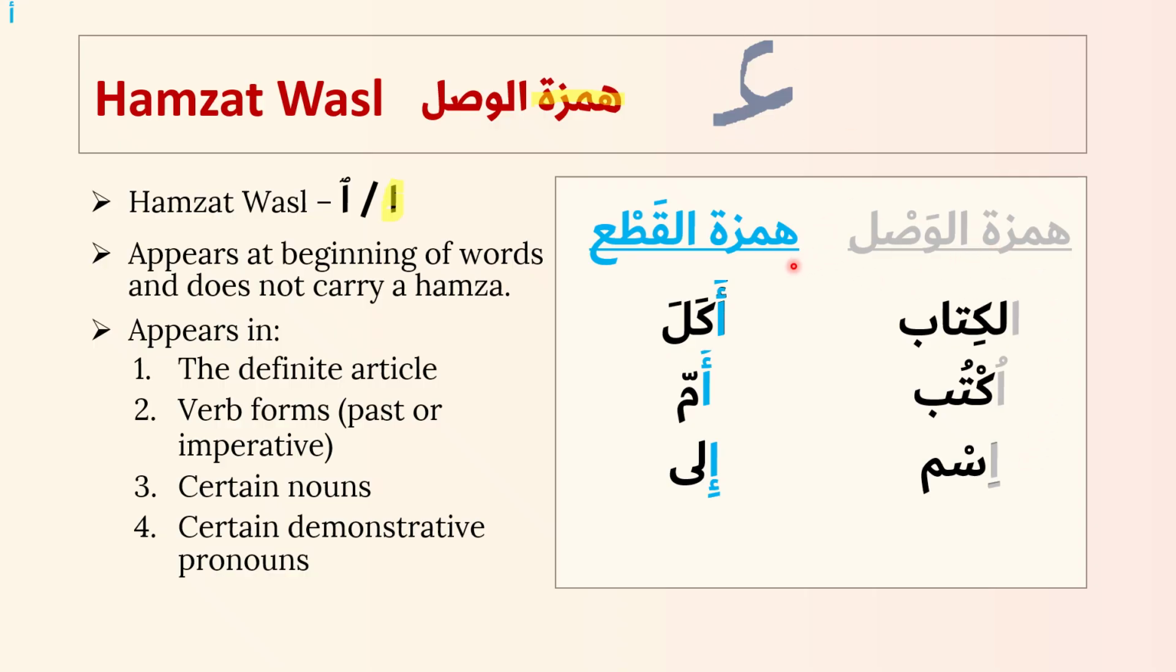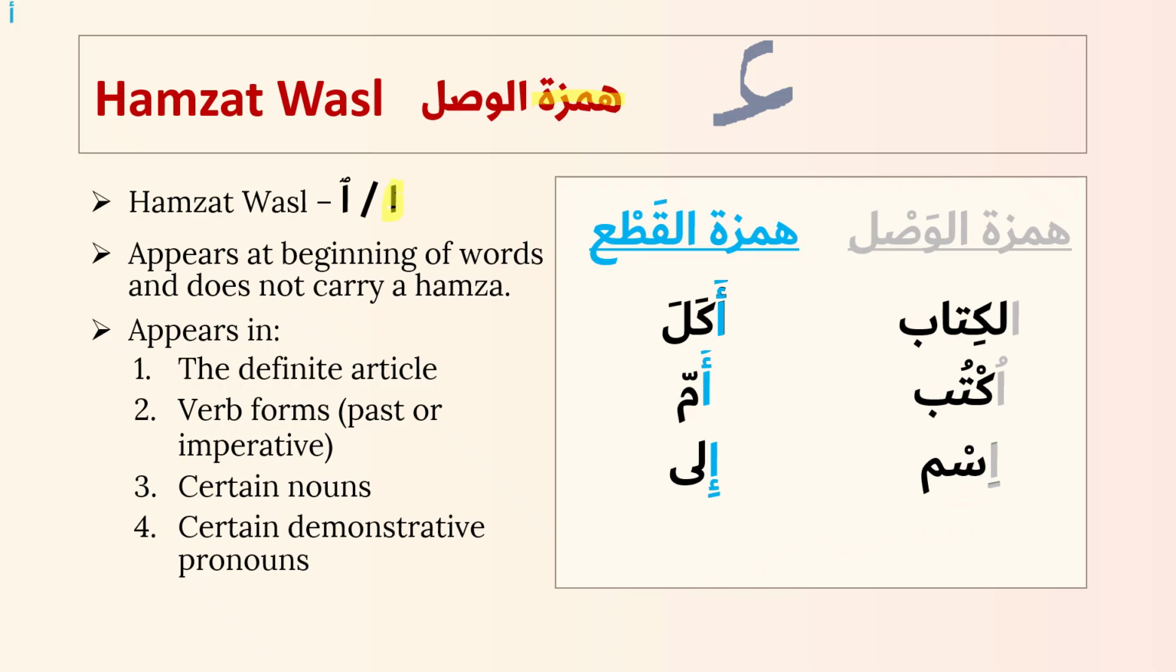The second type is Hamzatul Qata'. You see the letters here are drawn with the hamza sign, and they're never silent, they're always pronounced. So it's always akala, and ila. So Hamzatul Wasl is the only case when silent letters appear.